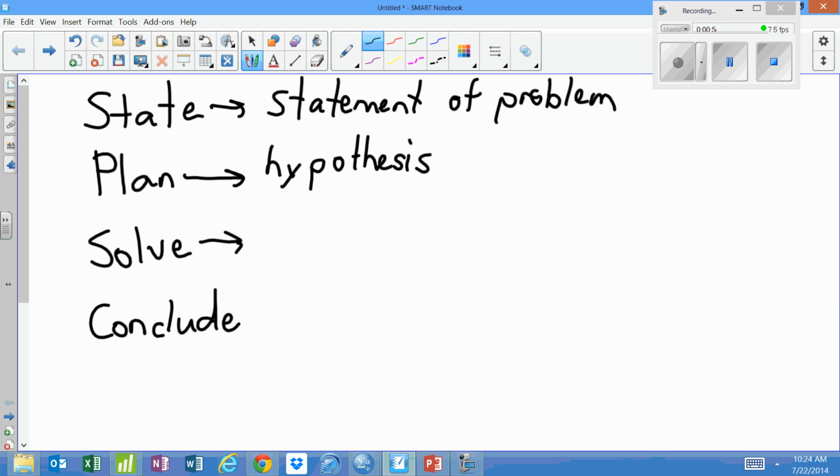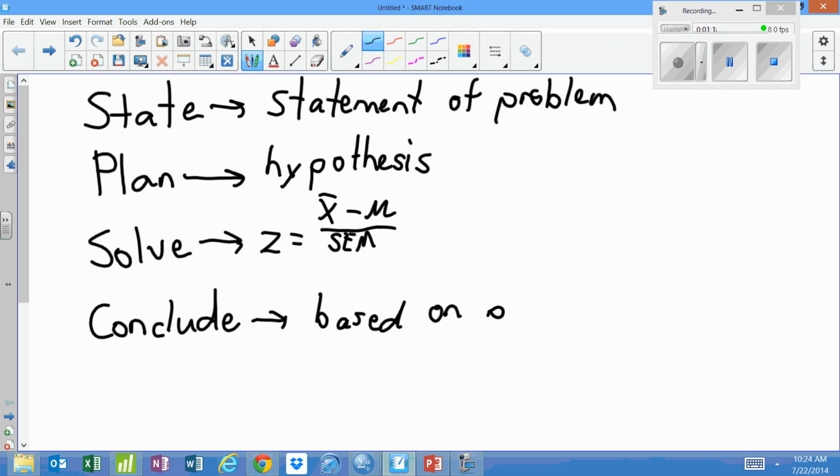Your solve is going to be computing your z-score, which you will use your formula z equals sample mean minus population mean divided by your standard error. So standard error of the mean. Once you do that, your conclude is going to be based on your p-value, which is your significance level.